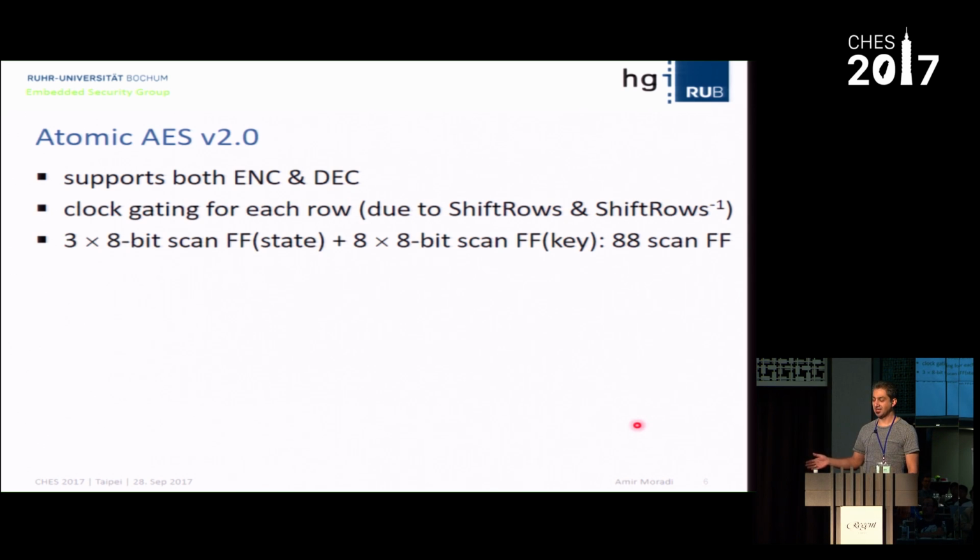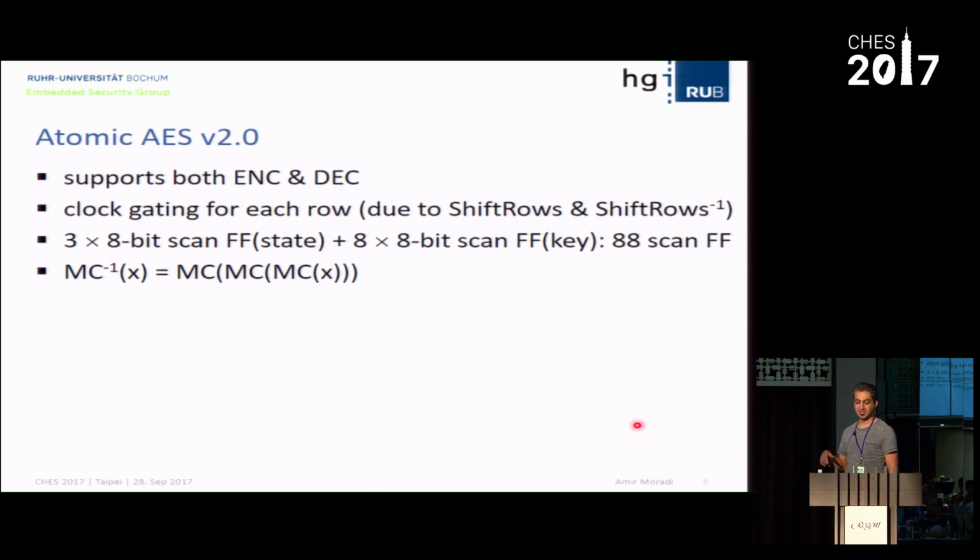In total, 88 scan flip-flops are used in this design. Another contribution that they had was that the mix column inverse is implemented by applying the mix column 3 times. That allows you to avoid the area that you would need for a mix column inverse. You just repeat the mix column operation 3 times, and you have the mix column inverse.